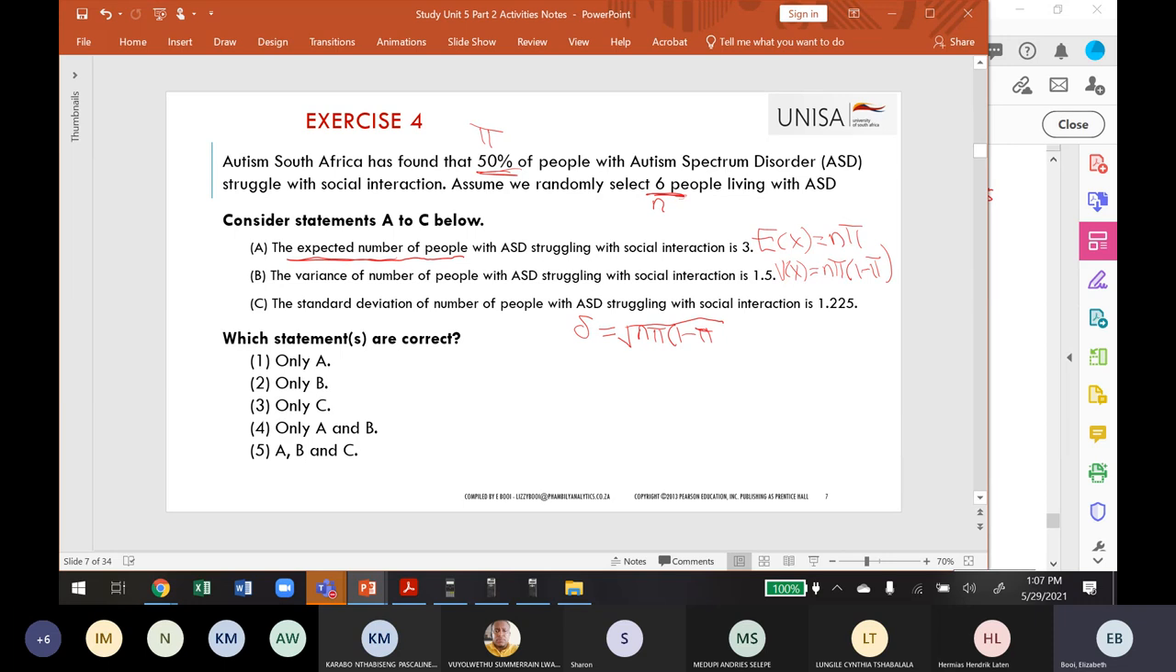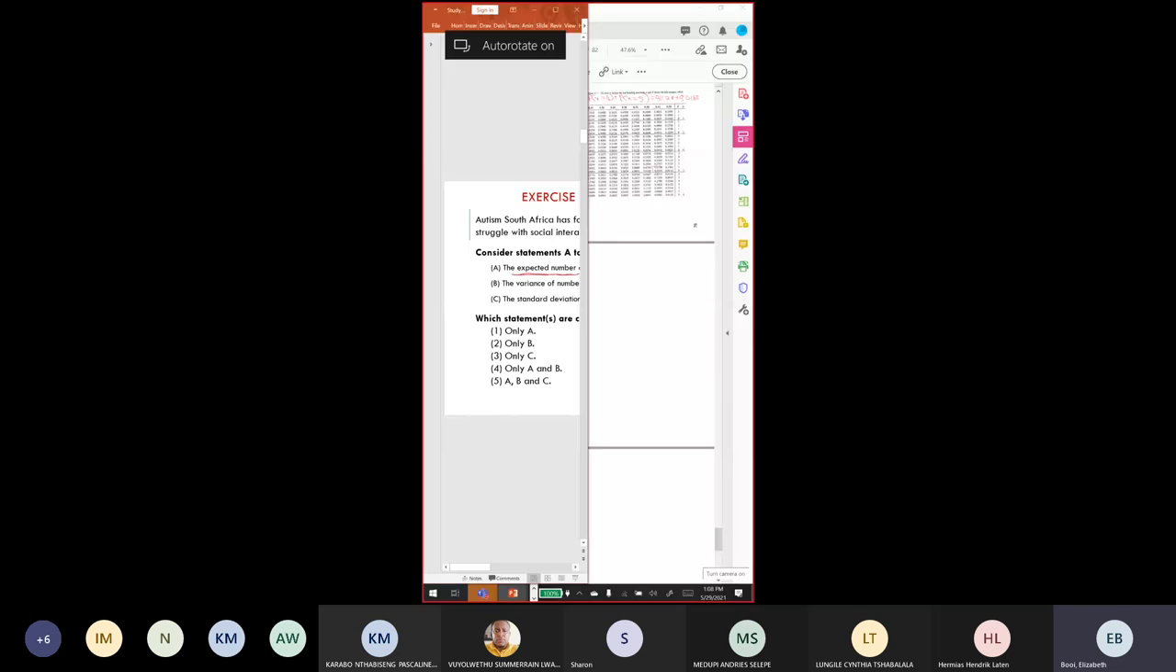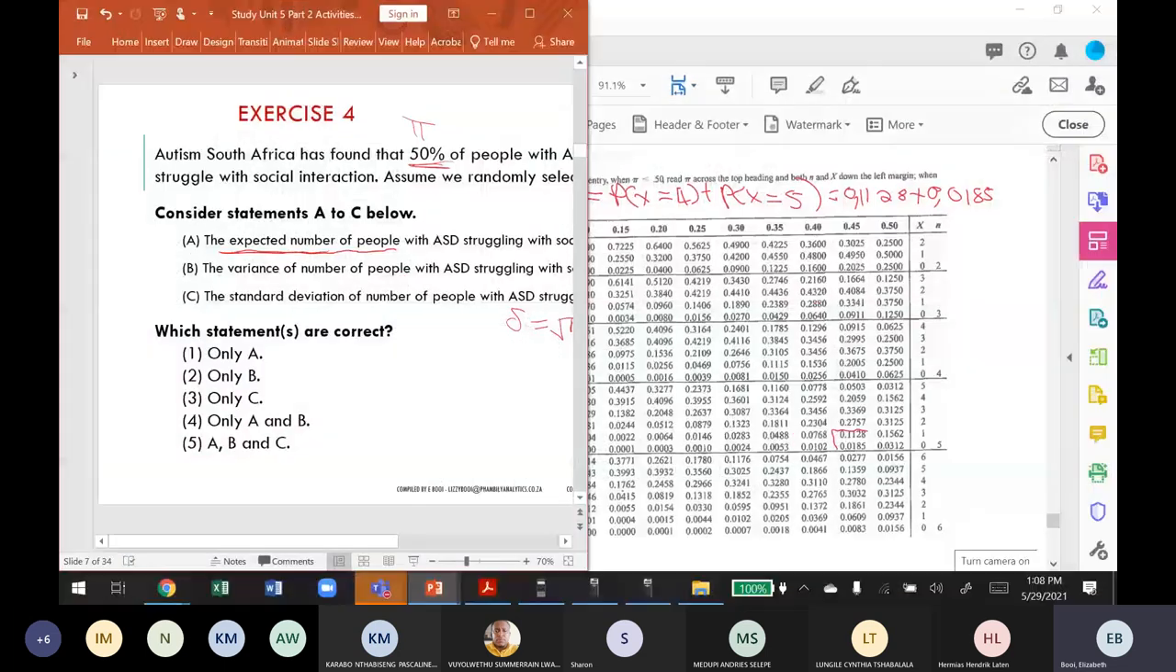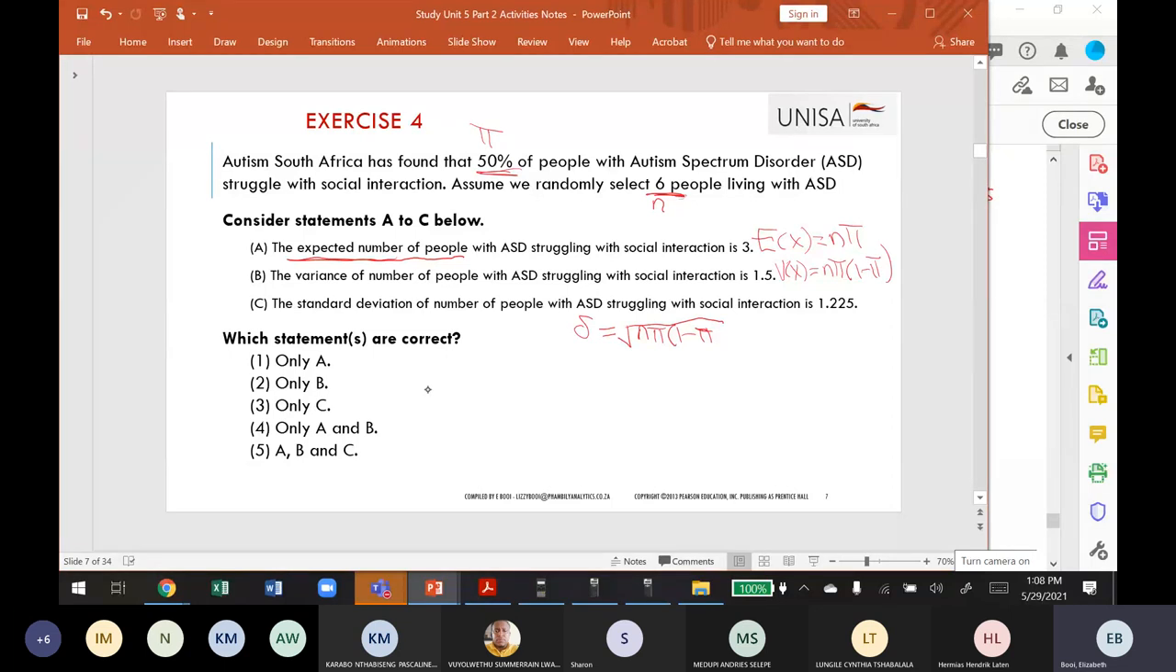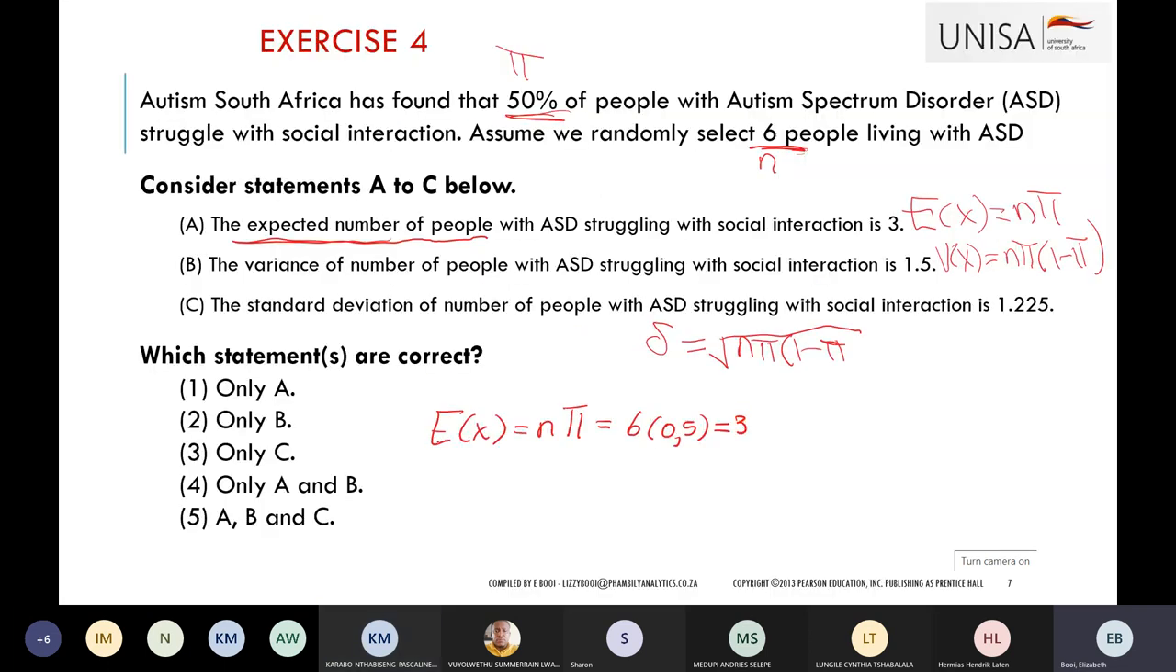Okay, let's do it together. A wants us to calculate the expected value, which is n times pi. What is our n? 6. And times our pi, or probability of success, which is 0.5. And when you calculate this, what do you get? 3 is equal to 3.